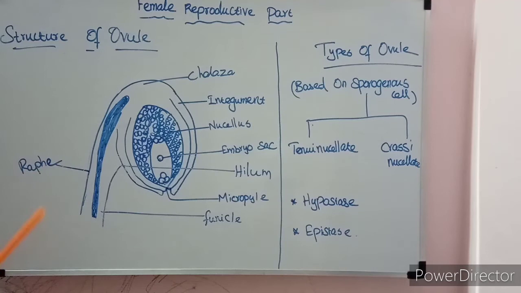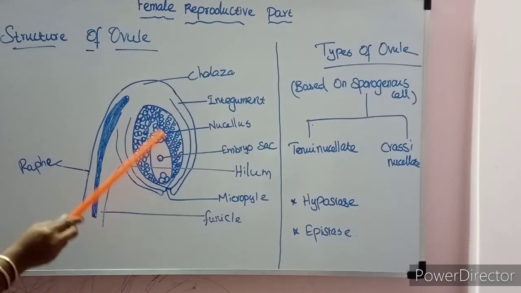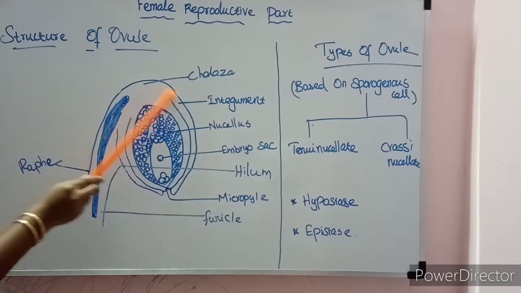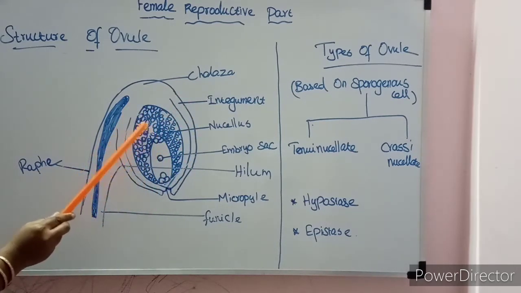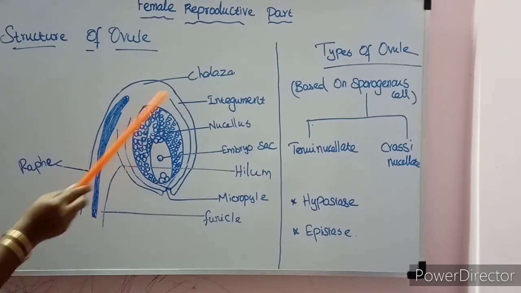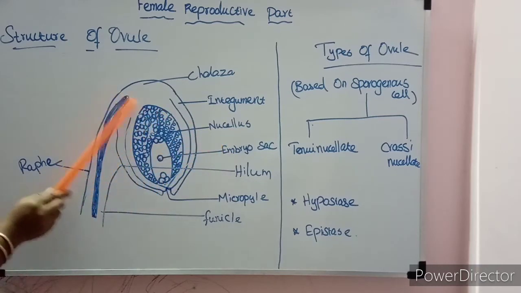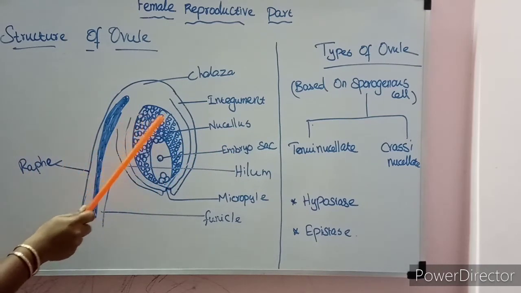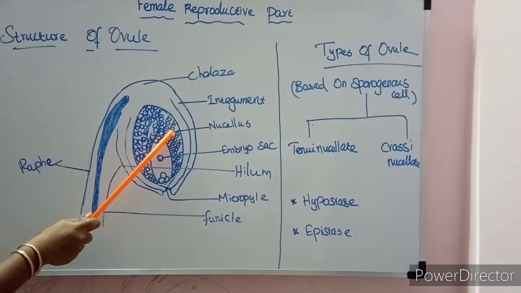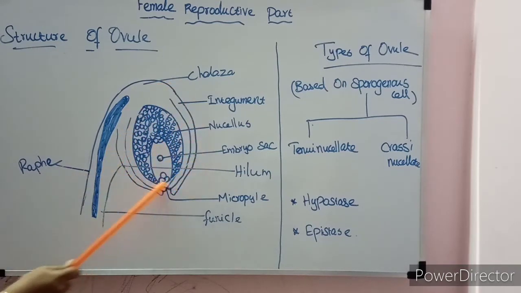So the body of the ovule contains a parenchymatous tissue called the nucellus. The tissue that fills the body is parenchymatous tissue, and we denote it as the nucellus. This nucellus reserves a large amount of food materials. This nucellus is covered by one or two layers of integuments.